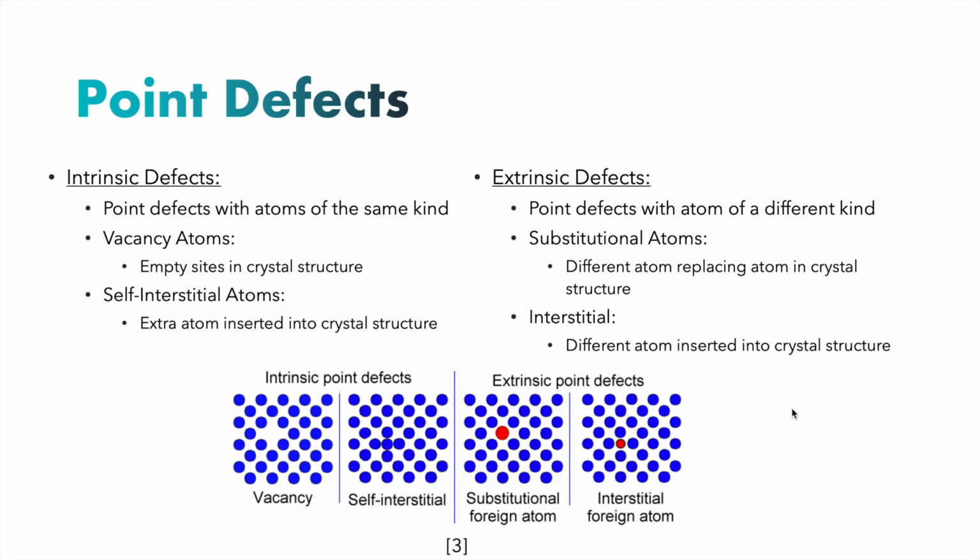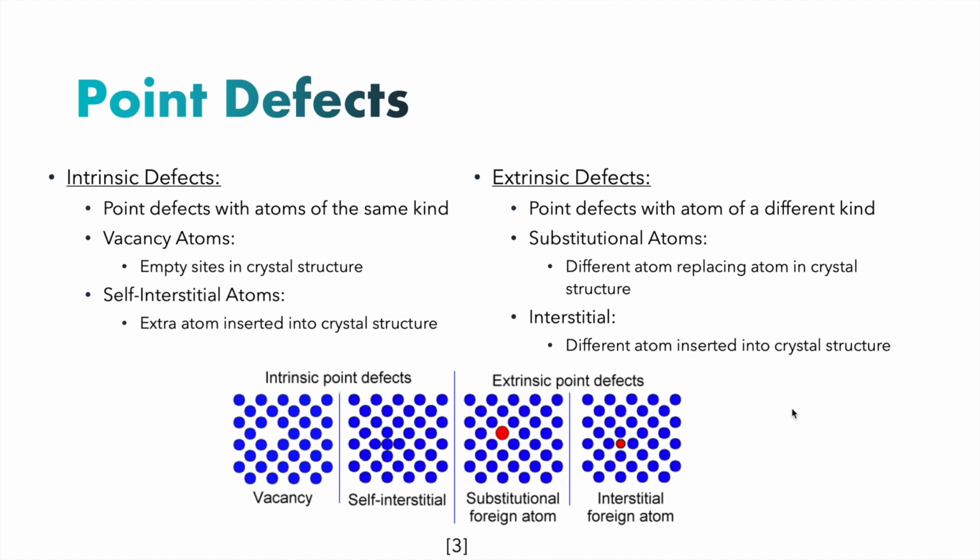For this presentation, we'll be focusing on point defects and their causes and effects. There are two main types of point defects: intrinsic and extrinsic point defects. Intrinsic are caused by atoms of the same kind as the atoms in the crystal structure. Vacancy atoms are empty sites within the crystal structure that can distort the crystal matrix. Self-interstitial atoms are atoms of the same kind as the crystal structure inserted into the crystal matrix.